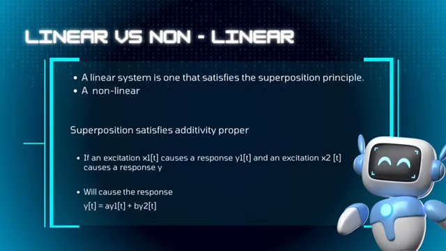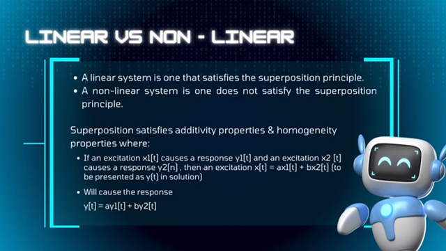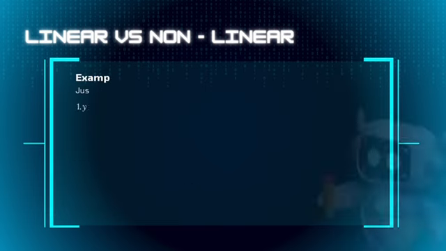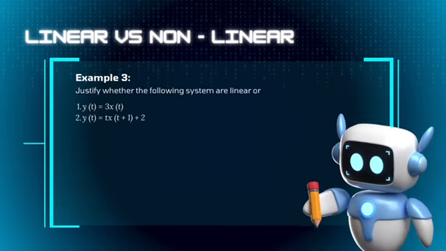Next is linear versus non-linear. A linear system is one that satisfies the superposition principle. A nonlinear system is one that does not satisfy the superposition principle. Superposition satisfies additivity properties and homogeneity properties, where if an excitation x1 of t causes a response y1 of t, and an excitation x2 of t causes a response y2 of t, then an excitation x of t, given by a times x1 of t plus b times x2 of t, will cause the response y of t equals a times y1 of t plus b times y2 of t. Example 3. Justify whether the following system are linear or non-linear.